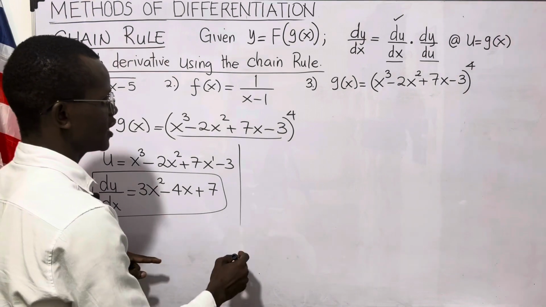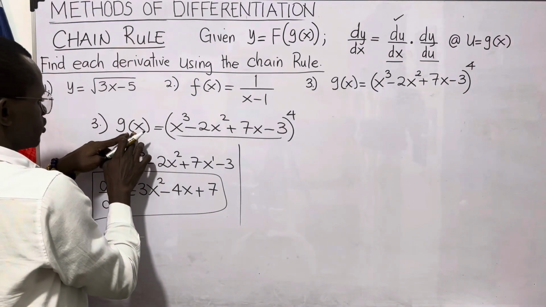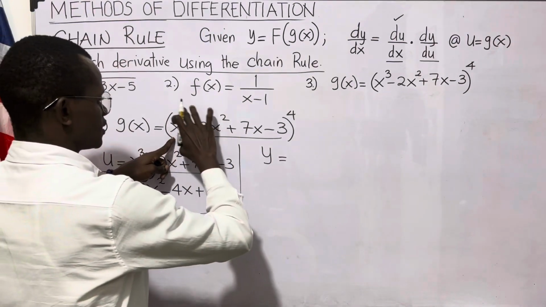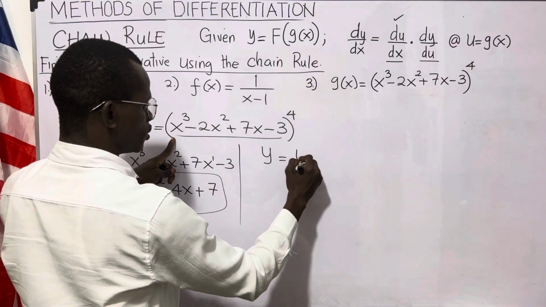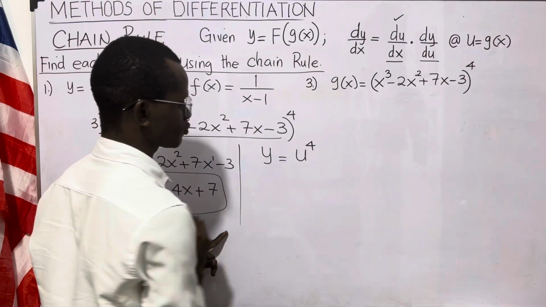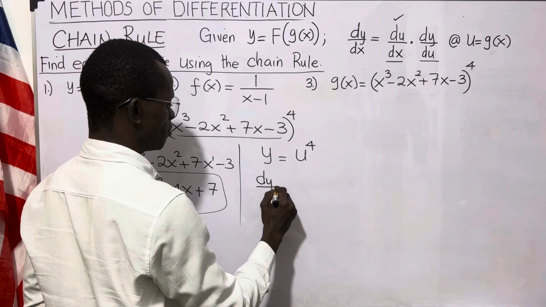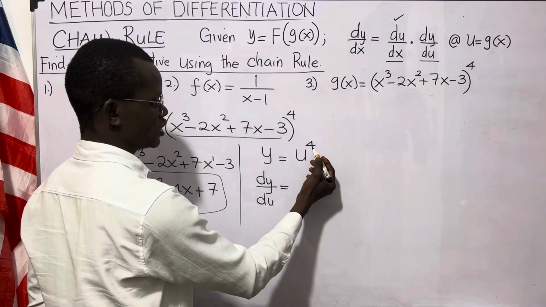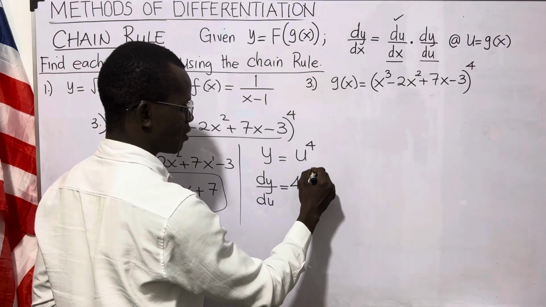The next thing we need to get is dy by du. So we consider this function to be y. And then this entire expression now is being substituted with u, right? Or u now is raised to the 4th power. So now we find our dy by du. So this power drops, 4u, we subtract 1 from the power is 3.